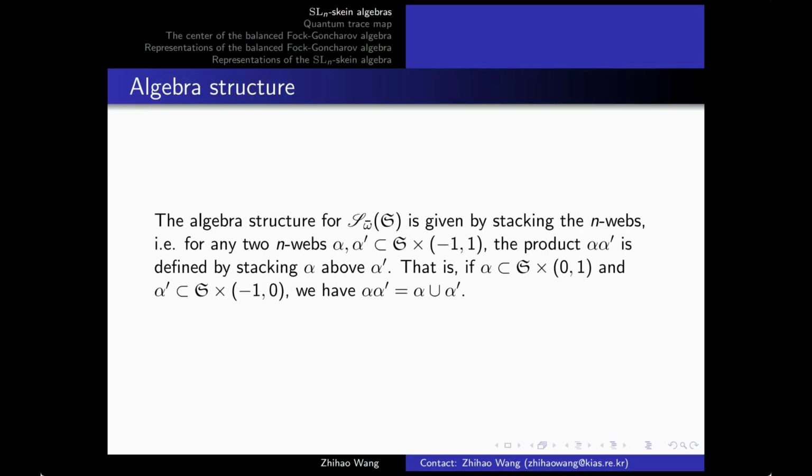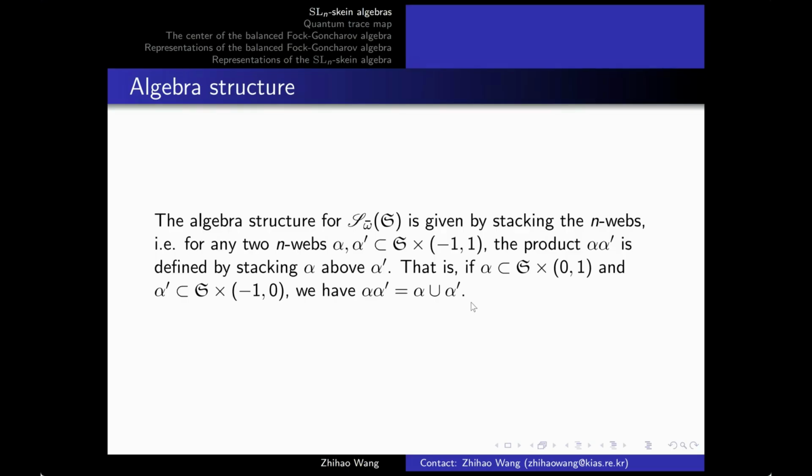Still, we need a product because this is an algebra. So for any two n-webs, alpha and alpha prime, in the thickening of the surface, the product of alpha and alpha prime is defined by stacking alpha over alpha prime. I think the definition is easier to understand, so here is the explanation. If alpha lives between 0 and 1, and alpha prime lives between -1 and 0, then the product is just given by taking the union.